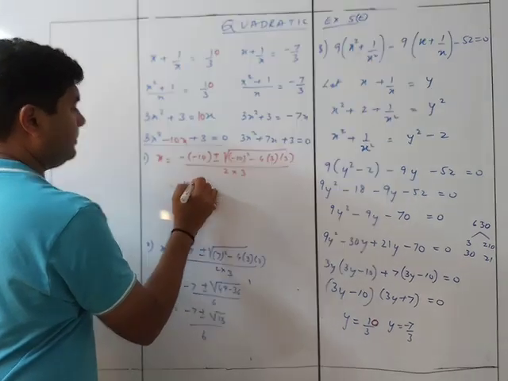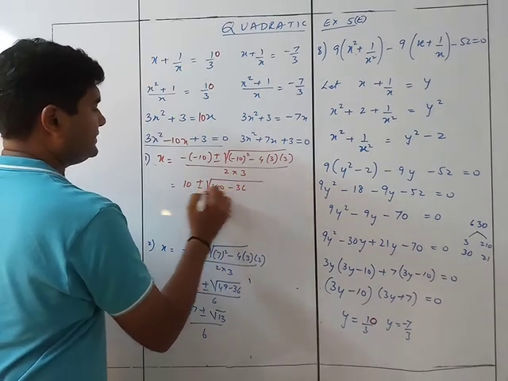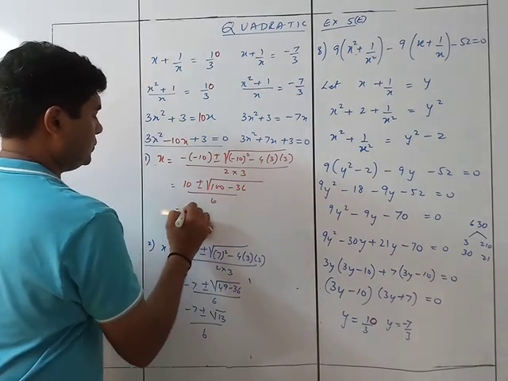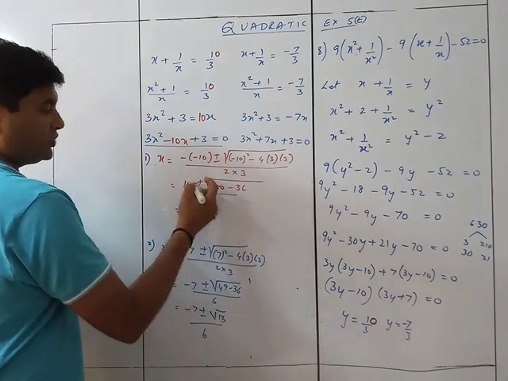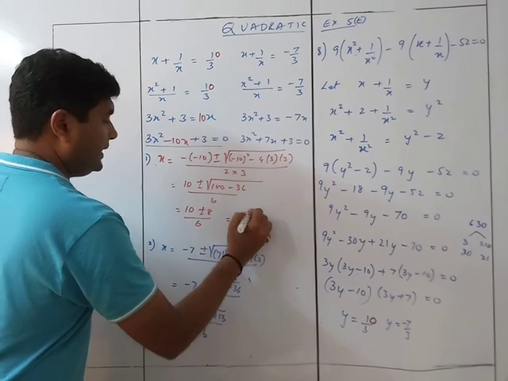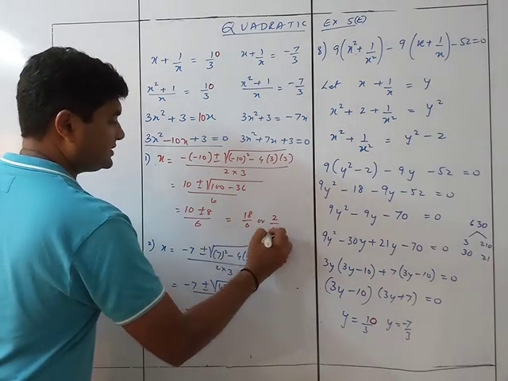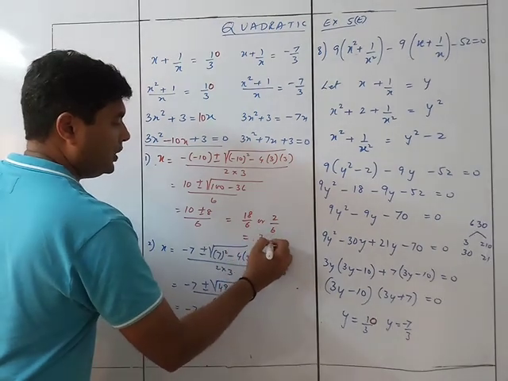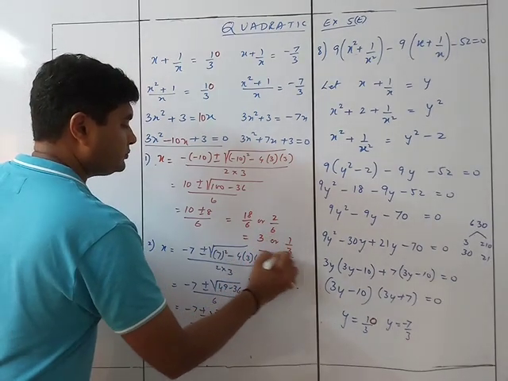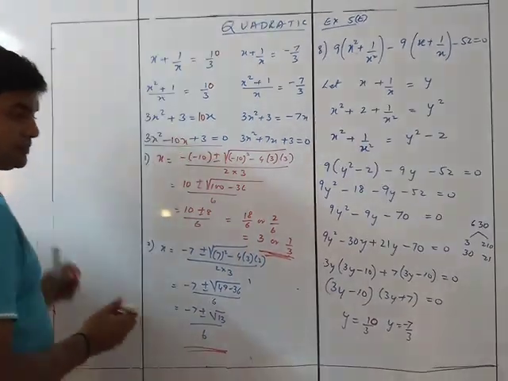So this will be 10 plus or minus root of 100 minus 36 upon 6. It is 64, so it will be 10 plus or minus 8 upon 6, which is 18 upon 6 or 2 upon 6, that is 3 or 1 upon 3. So the answers are this and this.